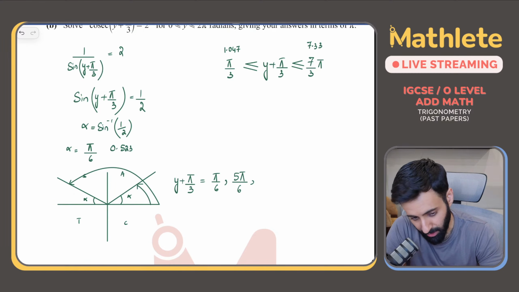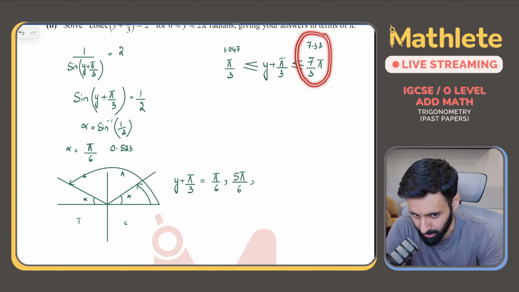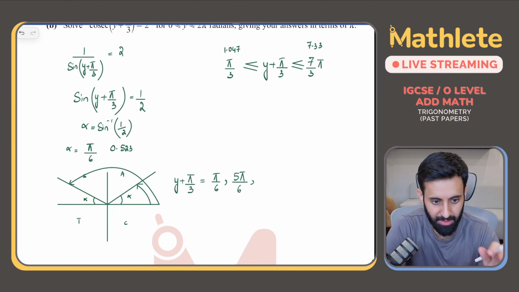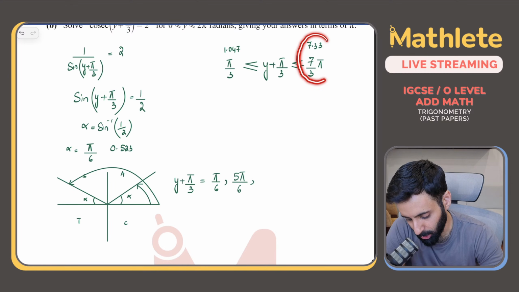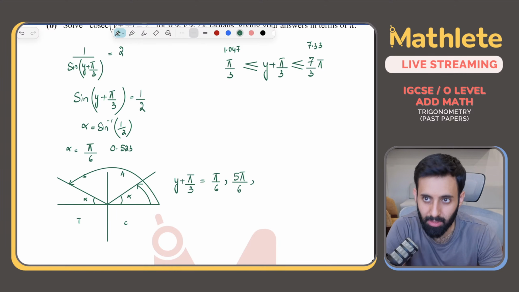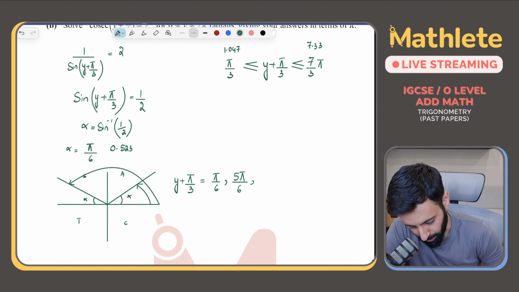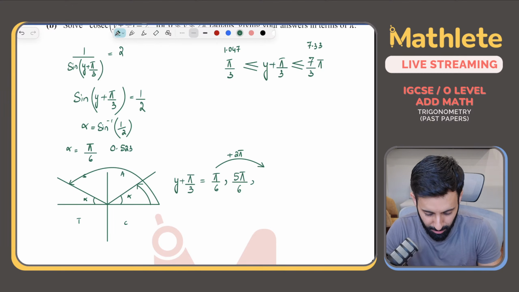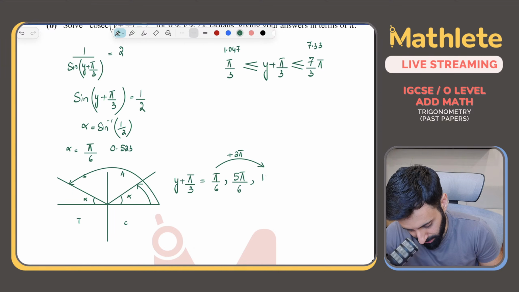Why? Look at the range. The range allows us to go slightly beyond one complete cycle, which means it's worth checking what the solutions are in the next cycle. So what are we going to do? We are going to add 2 pi to the existing solutions. If I add 2 pi to pi upon 6, what will happen? 2 pi plus pi upon 6 is equal to 13 upon 6 pi.